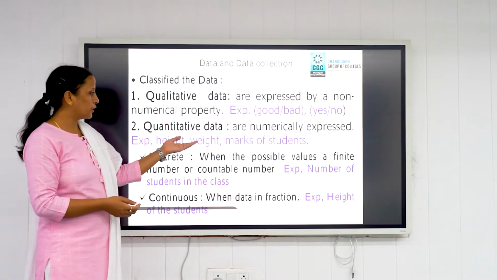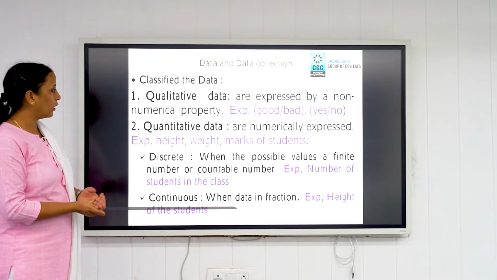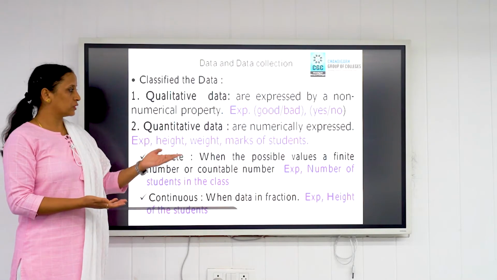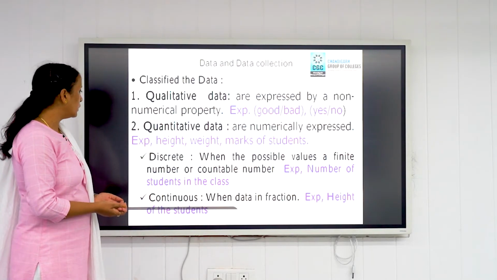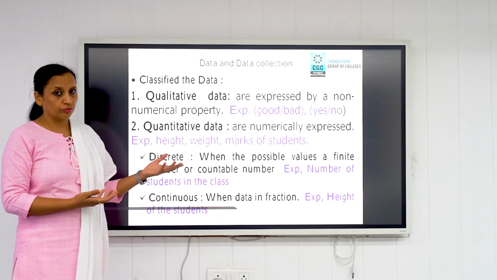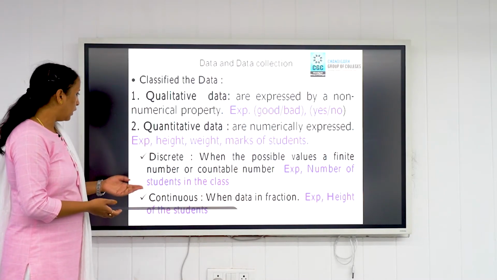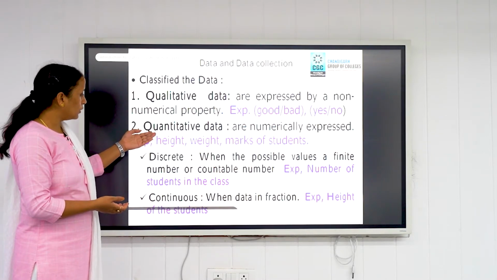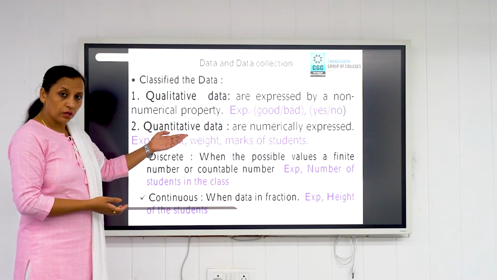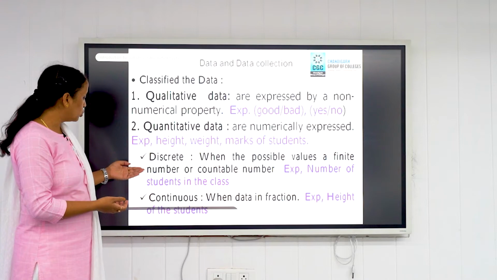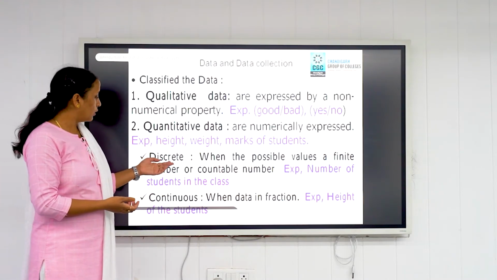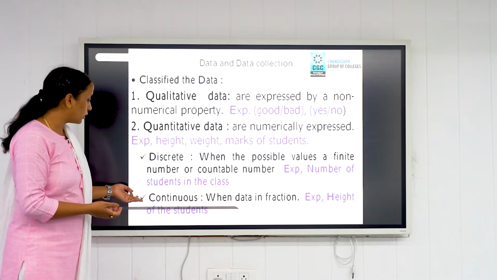And then quantitative data. When our data are numerically expressed, like height, weight, marks of the students, income, expenditure, etc. Under the quantitative data, there are two types: one is discrete data and then continuous data.